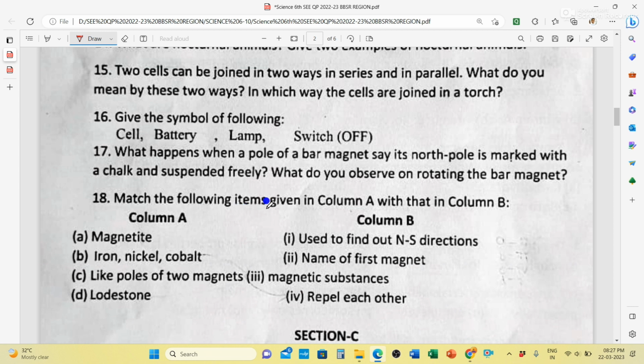Match the following items given in column A with column B. So you can see here, magnetite is the first magnet. The name of the first magnet is magnetite. Iron, nickel and cobalt are magnetic substances. Like poles of two magnets repel each other. Lodestone is used to find out north and south directions.